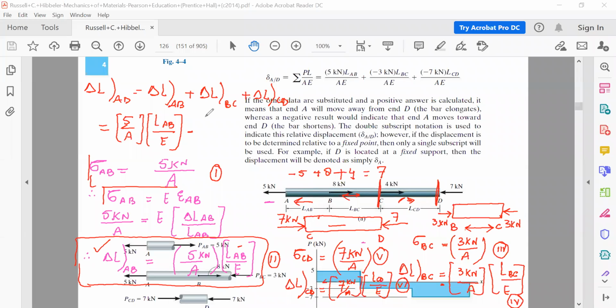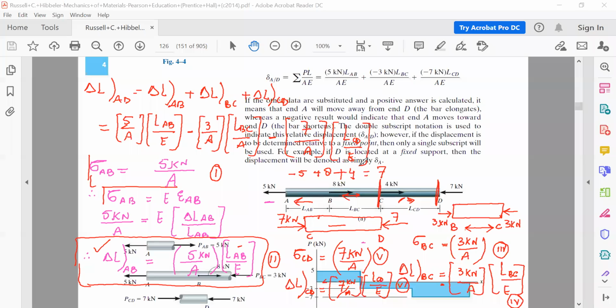Then we have change in length of section BC, that is negative. So that will be 3 kilonewton, that is 3 by A, length of section BC, LBC divided by area. And about section CD, it's also negative. So we have to keep it in mind because it's compressive, as is given in the formula. So it will be minus 7 by A into length of section CD divided by the Young's modulus of elasticity.